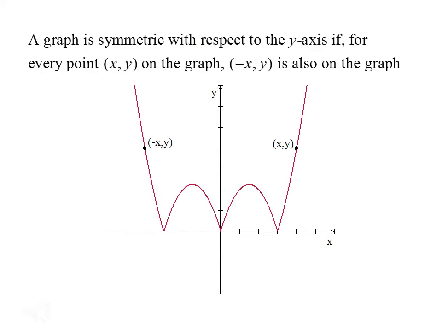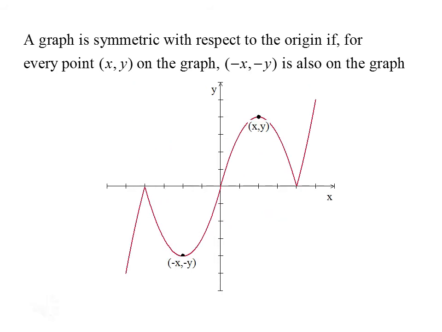The second type of symmetry is symmetry with respect to the y-axis. A graph is symmetric with respect to the y-axis if, for every point (x, y) on the graph, (-x, y) is also on the graph. So here's a graph that displays symmetry with respect to the y-axis. Note that any point (x, y) has the point (-x, y) there also, and the y-axis acts as a mirror in this case, so what we have on the left side of the graph is a mirror image of what's on the right side of the graph.